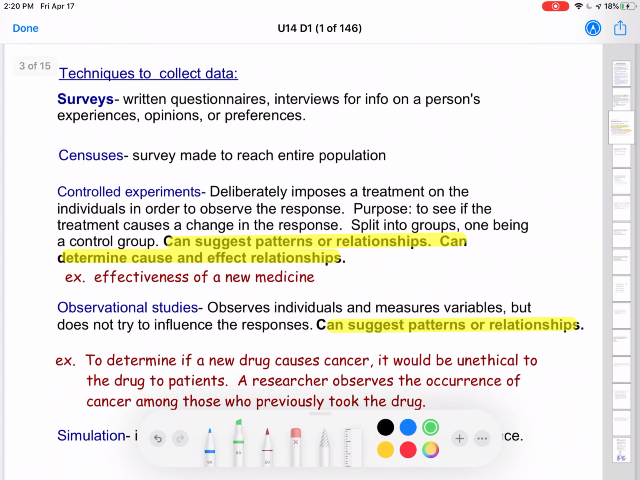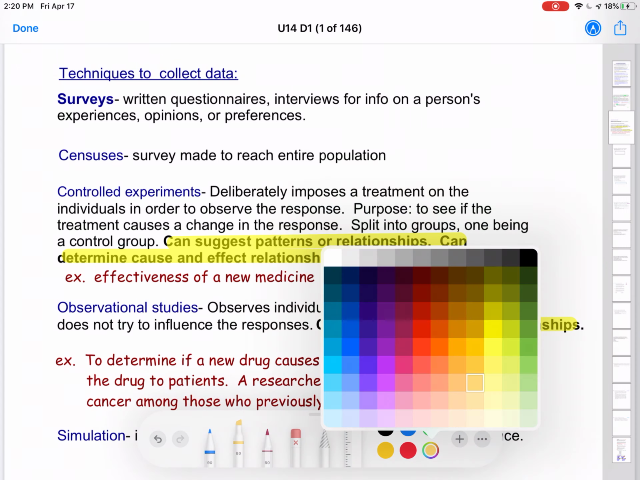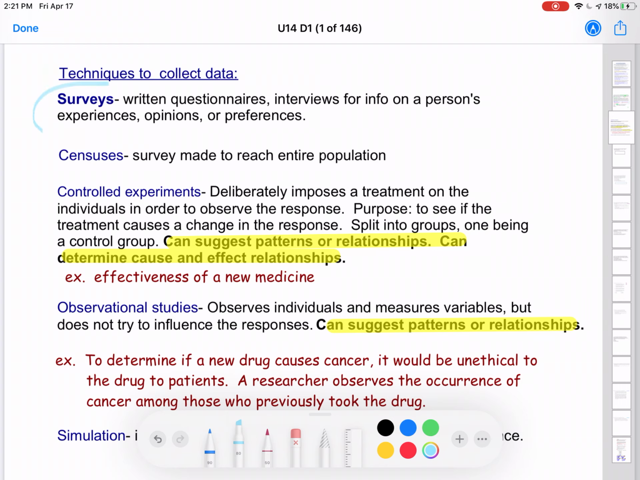So the first one we'll look at is a survey. A survey is something like a written questionnaire, an interview on somebody's experiences, opinions, or preferences. A census, I know we just filled out, well, I gave it to my husband to fill out. It was a survey. A census is made to reach the entire population, and they always ask things about how many people you have in your house and the ages, and that's meant to reach everybody.